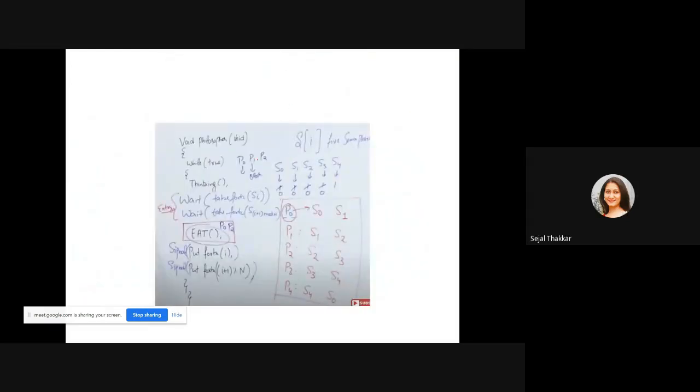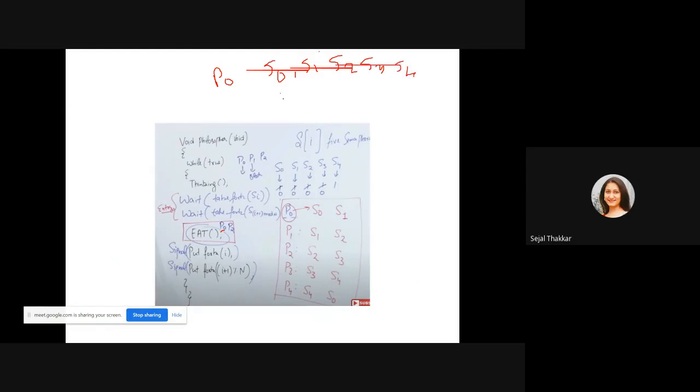Now what happens? First P0 will enter the critical section. You can focus that P0 is going to enter the critical section. Initially all the semaphore values are 1: S0, S1, S2, S3, and S4.